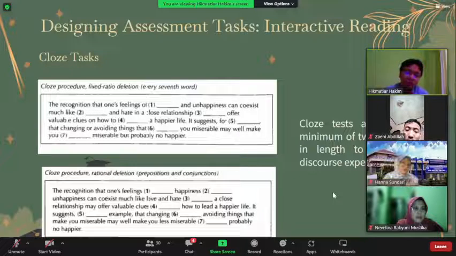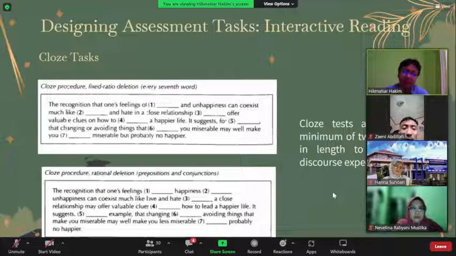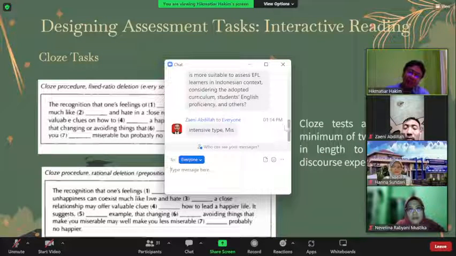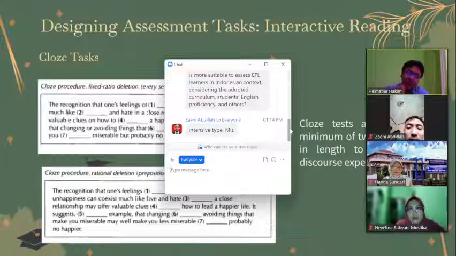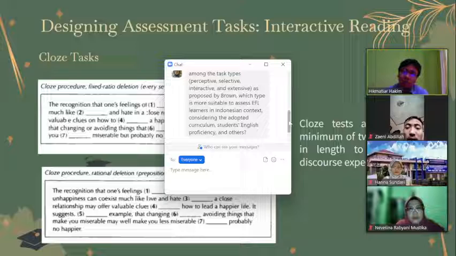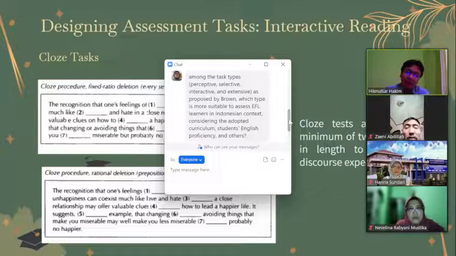There are two ways to take the words. The first rule is every 7th word. So every 7th word, you take it. The number 1 is the 7th word, and then you take it. After another 7 words, you take it. Another 7 words, take it. That's the first rule, how to take the words.